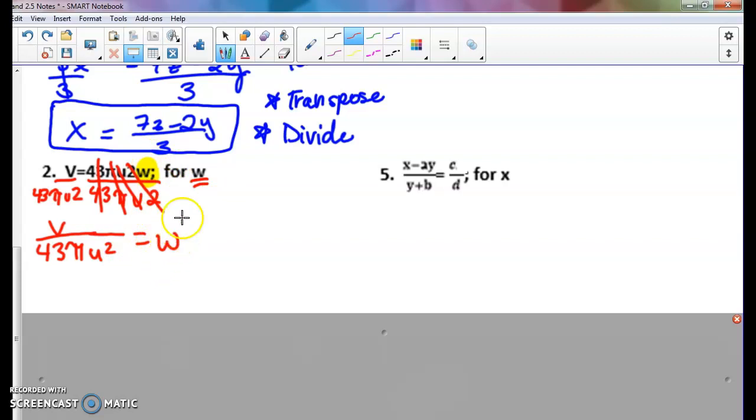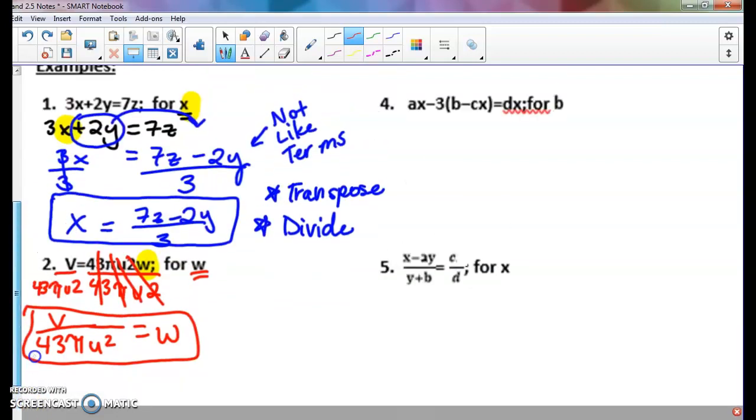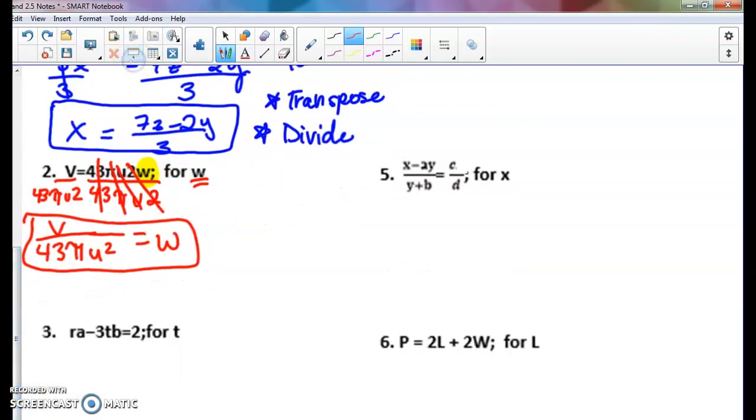And once again, we go through the motions. We do the inverse operation of seeing if everybody's multiplying and dividing everybody. So with that being said, that's our final answer. We get v over 4/3 pi u squared equals w. I think it's supposed to be u squared. I think I copied it wrong.